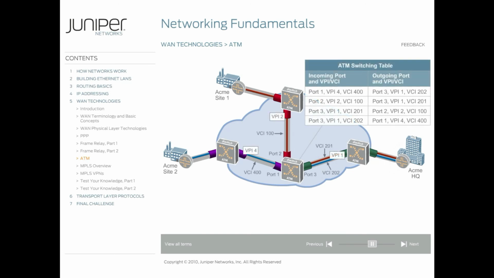In this example, the switch is making virtual path and virtual channel switching decisions by looking at the VPI and VCI values. For example, cells received on port 1, VPI 4, VCI 400, are switched to port 3, VPI 1, VCI 202.